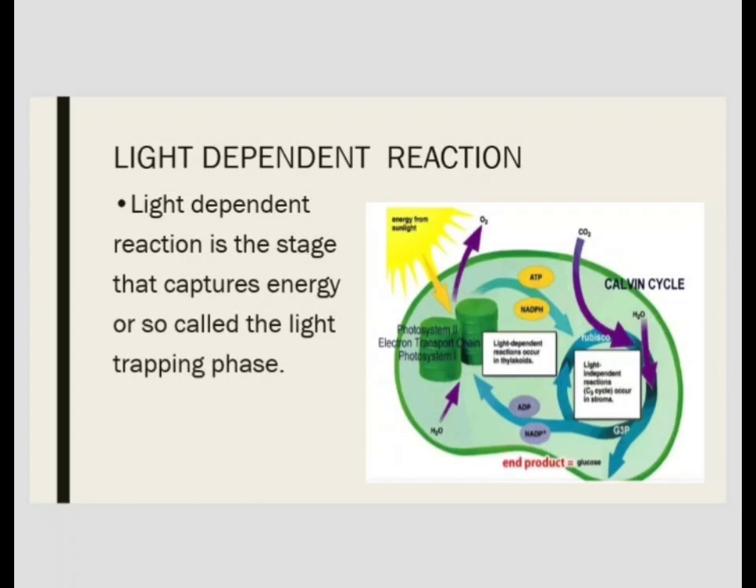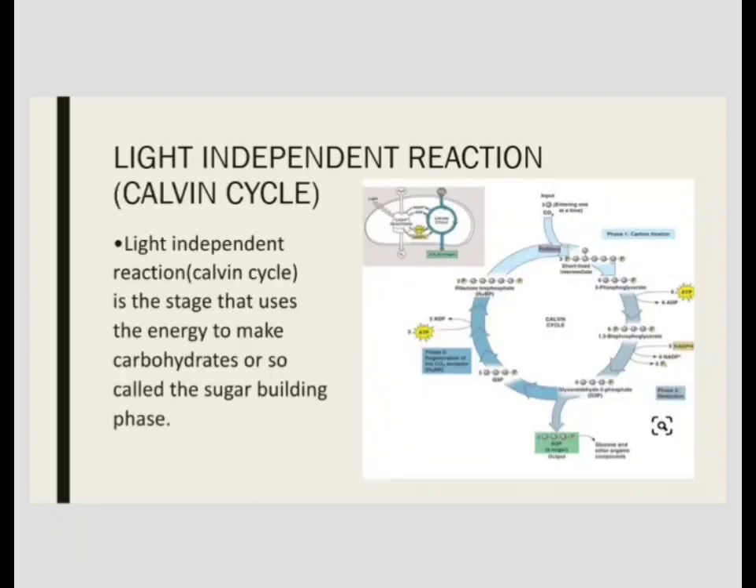As the term implies, the light-dependent reaction can take place only in the presence of light, solar energy. The light-dependent reaction takes place in the thylakoid membranes or grana of the chloroplast. The thylakoid membranes contain highly organized assemblies of proteins, chlorophyll, and photosystems. The light-independent reaction, or the Calvin cycle, is the stage that uses the energy to make carbohydrates, the so-called sugar-building phase.